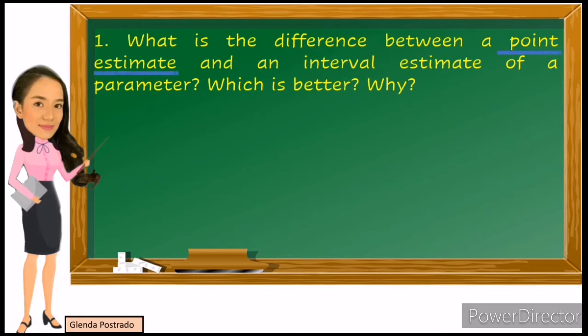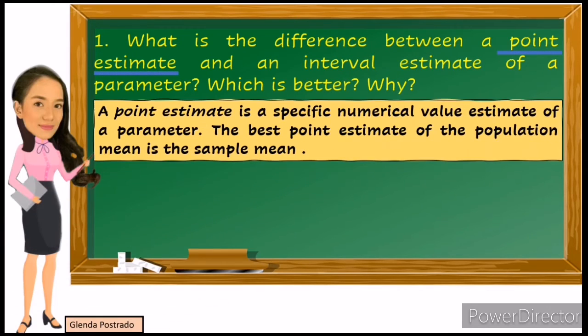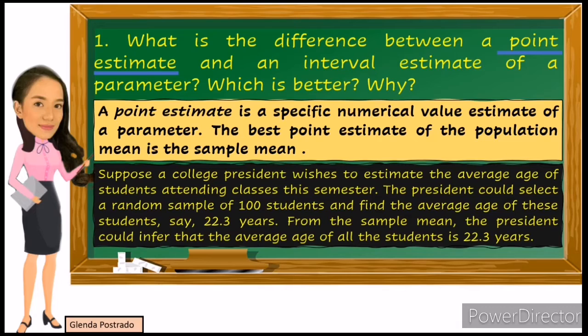What is a point estimate? A point estimate is a specific numerical value estimate of a parameter. The best point estimate of a population mean is the sample mean. Example: suppose a college president wishes to estimate the average age of students attending classes this semester. The president could select a random sample of 100 students and find the average age of these students, say 22.3 years. From the sample mean, the president could infer that the average age of all the students is 22.3 years.